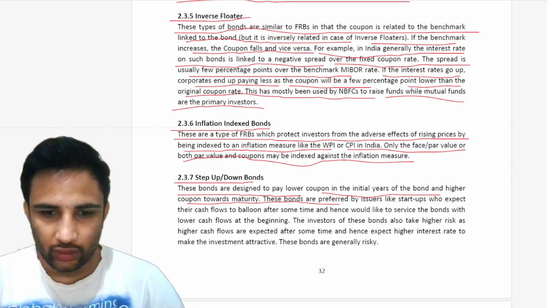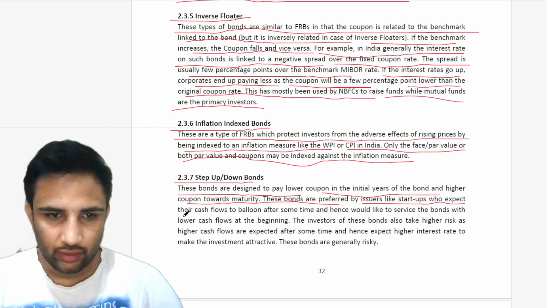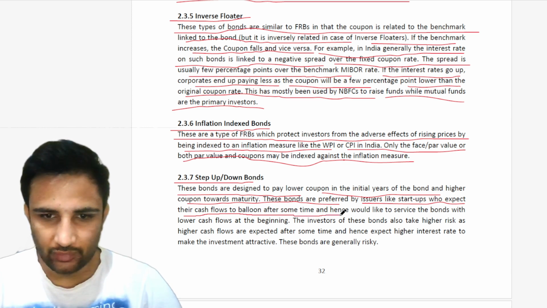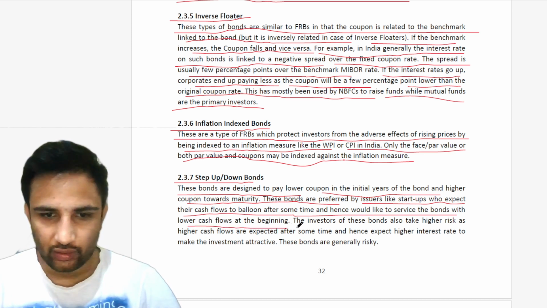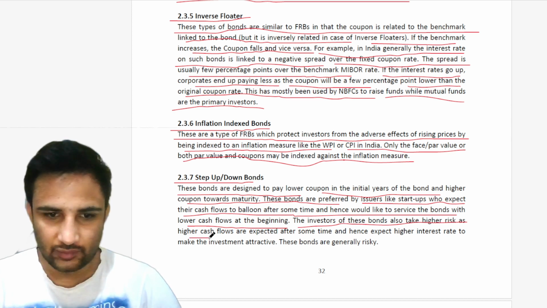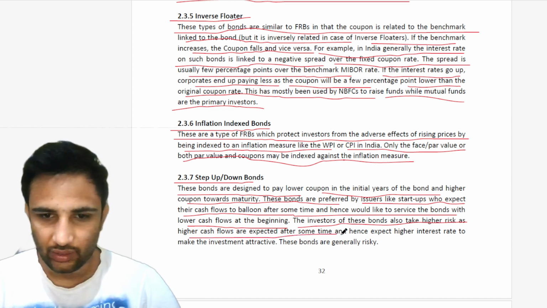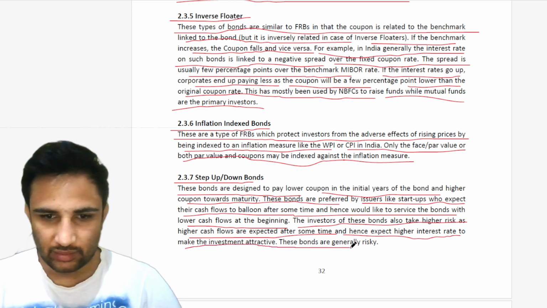like startups who expect their cash flows to balloon up after some time and hence would like to service the bonds with lower cash flows at the beginning. The investors of these bonds also take higher risk as higher cash flows are expected after some time and hence expect higher interest rate to make the investment attractive. These bonds are generally risky.